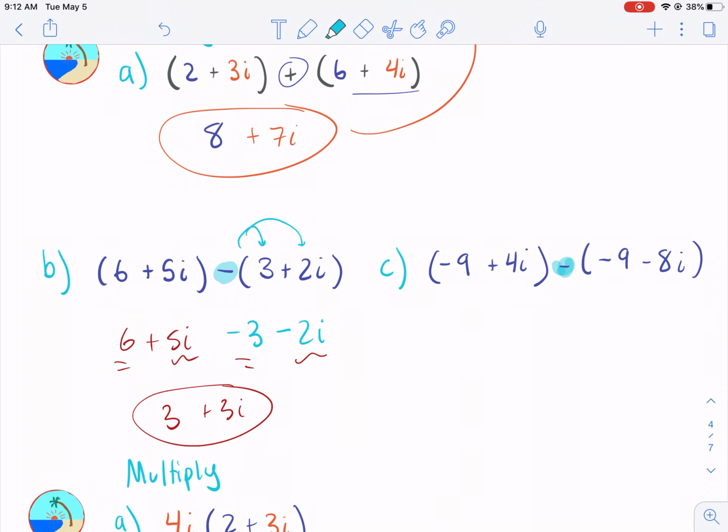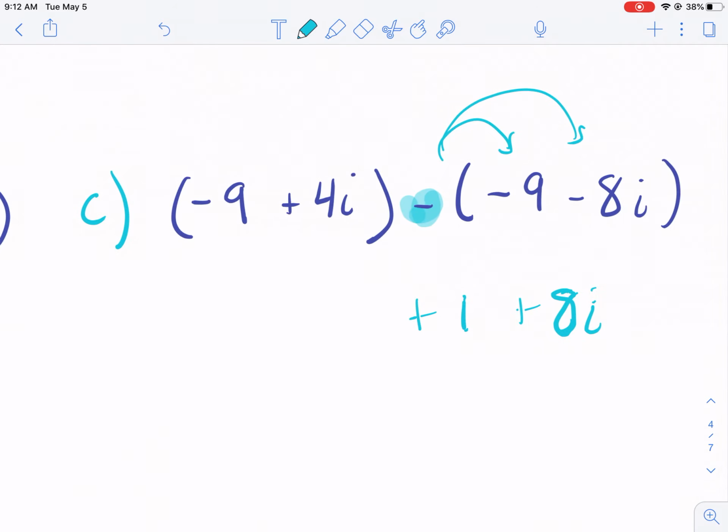Same thing here. We have a negative sign. First thing I'm going to do is distribute it to both terms. That gives me positive 9 and positive 8i. So now I'm going to combine it with negative 9 plus 4i. I have 4i and 8i, gives me 12i. And I have negative 9, gives me 8.